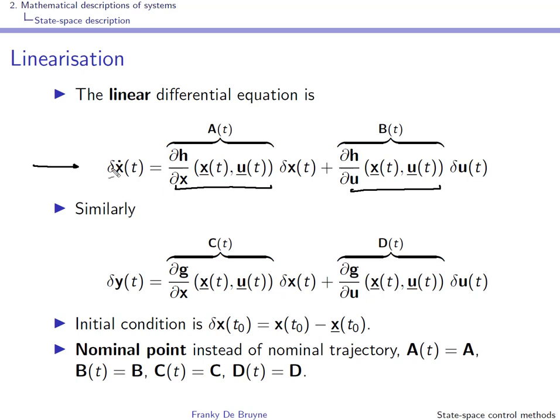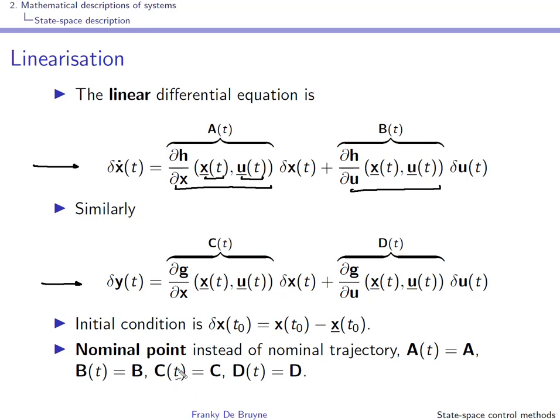What we have done for the state equation, we can do also for the output equation, and you would end up with this equation over here. What you see here is that the matrices are time varying. This is because we work around a nominal trajectory, and at each time the state and the input are different, and this explains the fact that these matrices are still time varying.